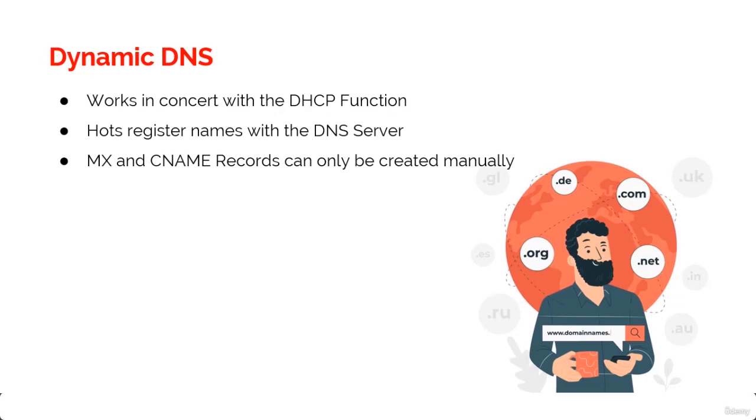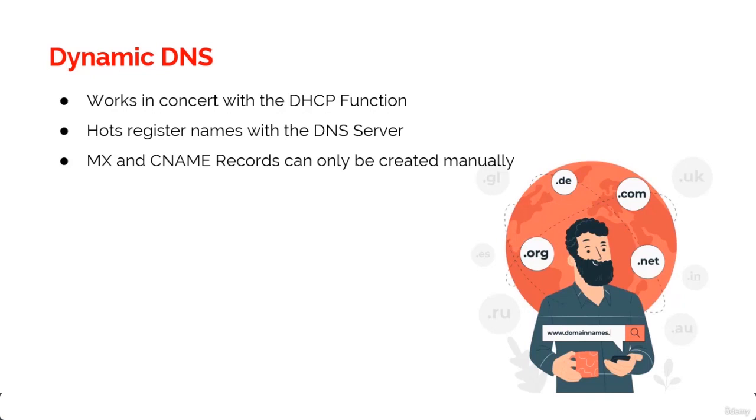This doesn't mean that manual records cannot be created if desired. In fact, some of the record types that we have discussed should be created manually. That is the MX record and the CNAME record, that is the canonical name record.